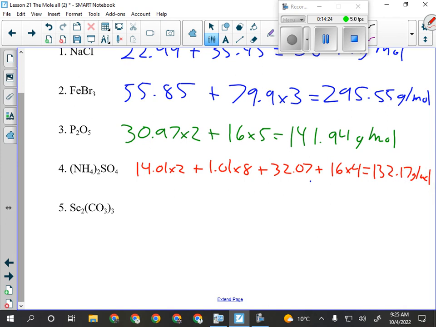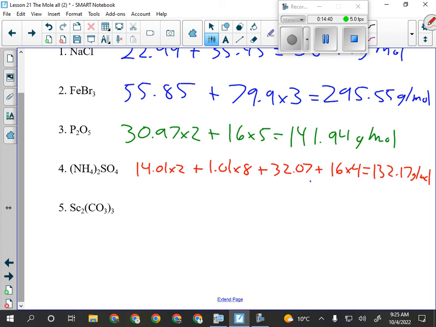Okay, for my ammonium sulfate, that's about as tricky as they get, where you've got 2 polyatomic ions joined together. You have to do a lot of figuring. And then for our last one here, we have scandium carbonate.